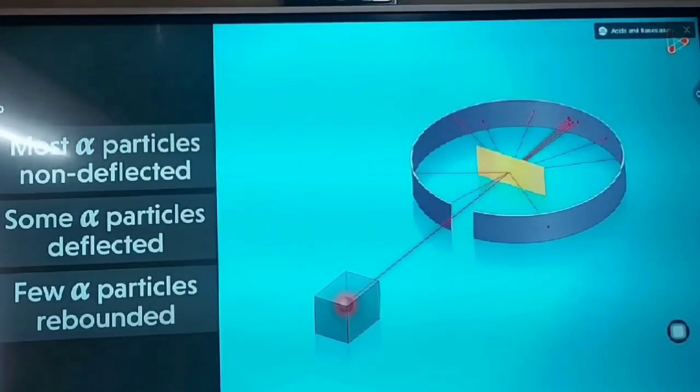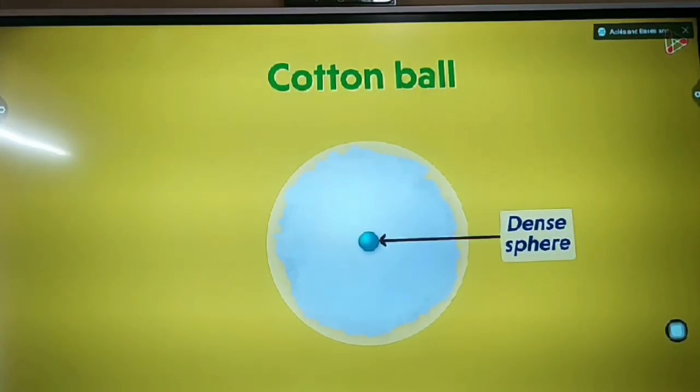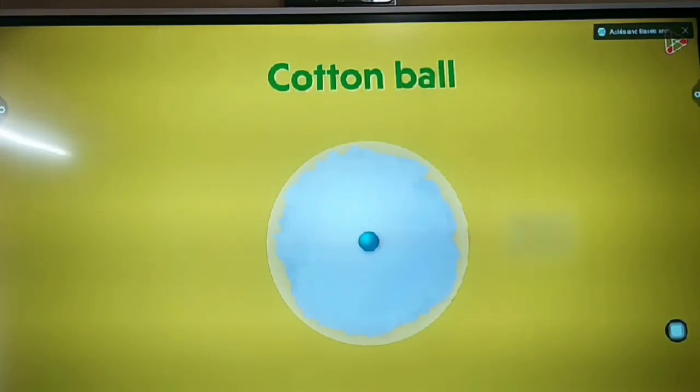Let us take a simplified example to understand the inferences first. Let us imagine that we have a ball made up of cotton. The cotton in the ball is very sparsely distributed and has an extremely tiny circle or sphere located at the center. This sphere is quite hard and dense. So hard that it can even resist a bullet shot against it.